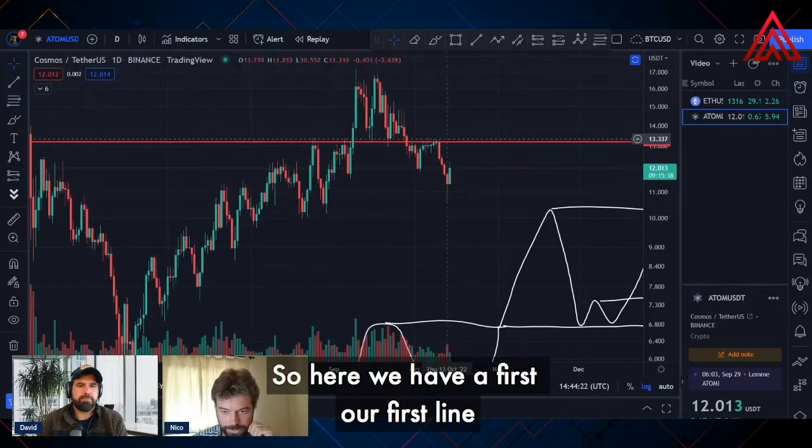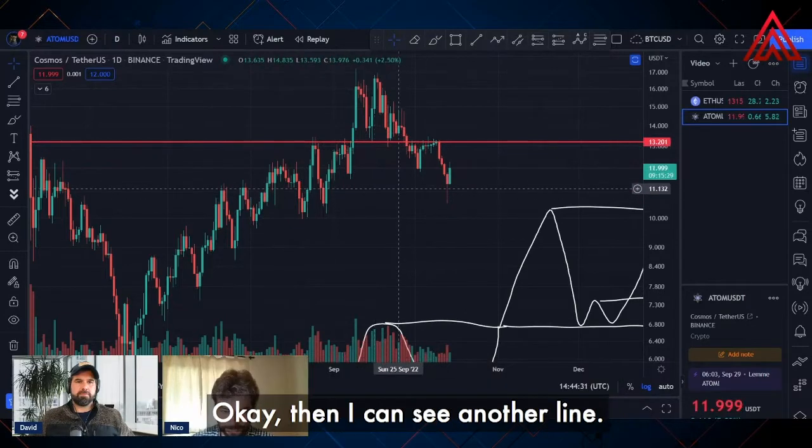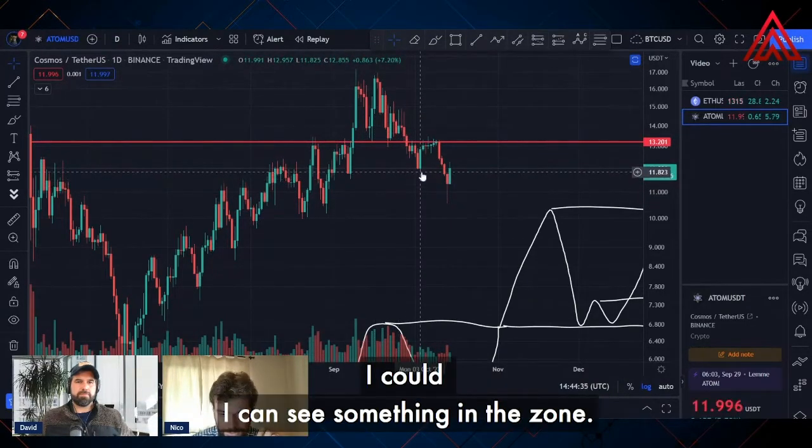So here we have our first line. We're gonna make that a bit better by identifying a zone just after that. Then I can see another line. I can see something in the zone.